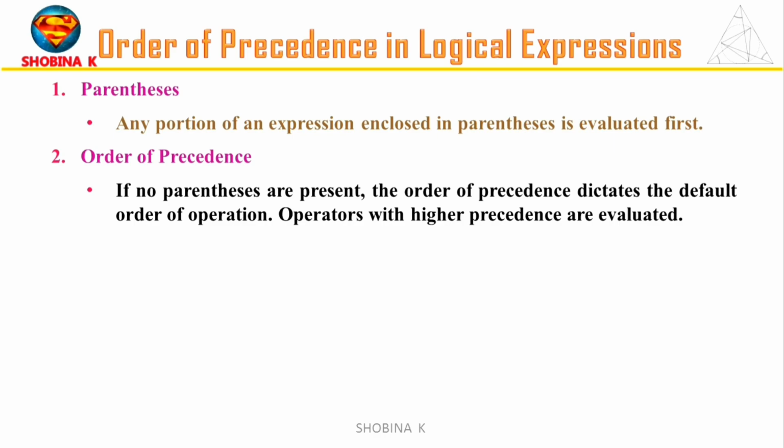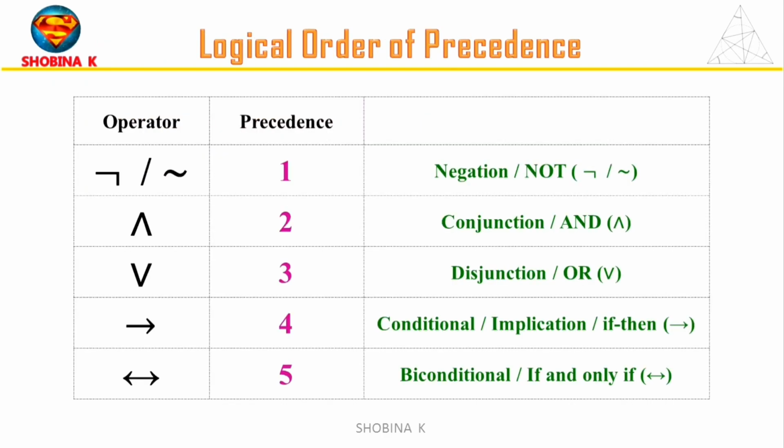Next up, we have order of precedence. When no parentheses are present, operators with higher precedence are evaluated first. In logical expressions, the standard order of precedence is often, from highest to lowest: the negation operator negates the truth value of a proposition, and it has the highest precedence. The conjunction operator combines two propositions and returns true only if both are true. It has higher precedence than disjunction, implication, and biconditional. After conjunction, we have the disjunction operator. It combines two propositions and returns true if at least one of them is true.